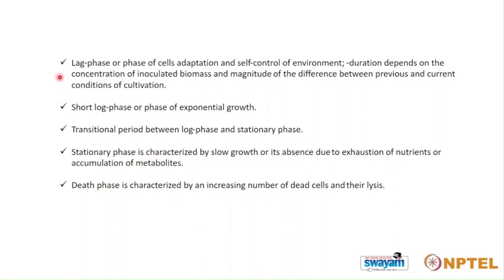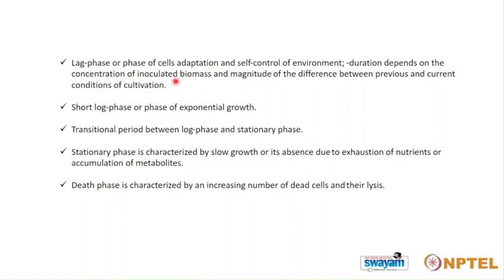In the case of lag phase, usually the growth will be very low, or there won't be any growth. Usually what happens in this lag phase is the cells start to adapt themselves to the environment. So during this adaptation period, there won't be any growth. And the duration of the lag phase depends on how much biomass is inoculated, and the difference between previous and current conditions of cultivation.